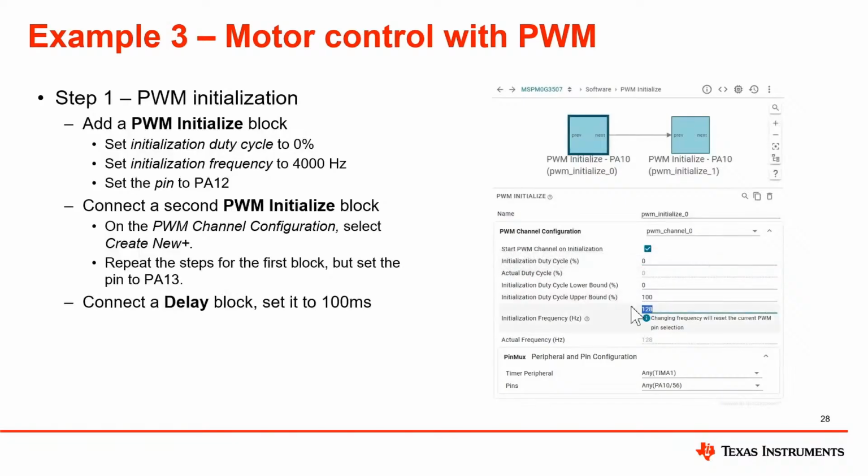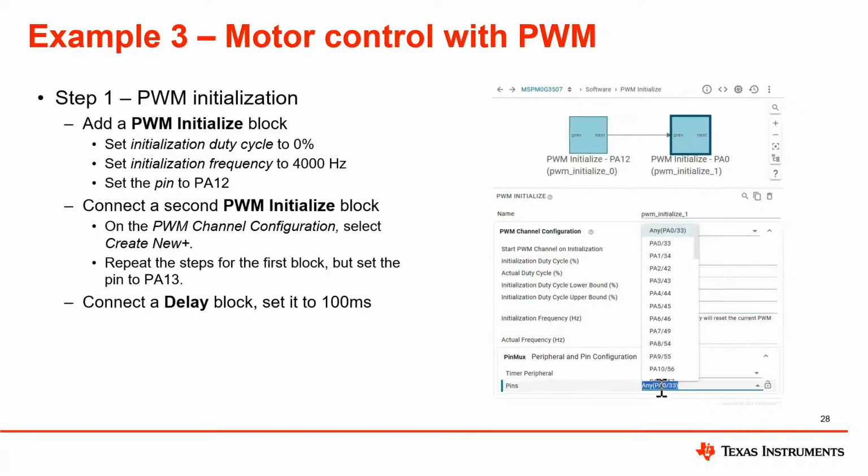For the first step, we will initialize the PWM. In this case, you have to add in a PWM initialize block and set it outside of the loop. In this case, we set the initialization duty cycle to 0% and set the initialization frequency to 4 kilohertz, or 4,000 hertz here, and set the pin to PA12.